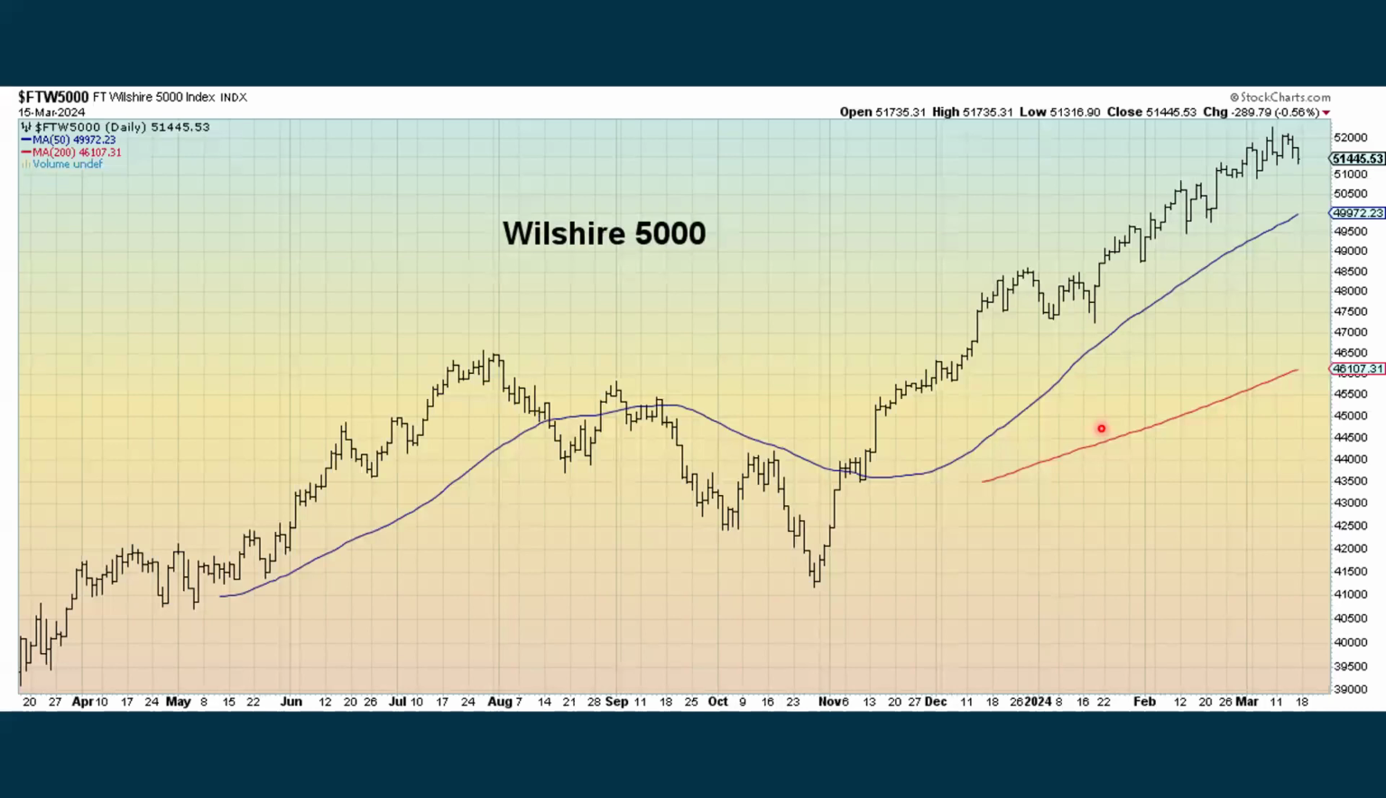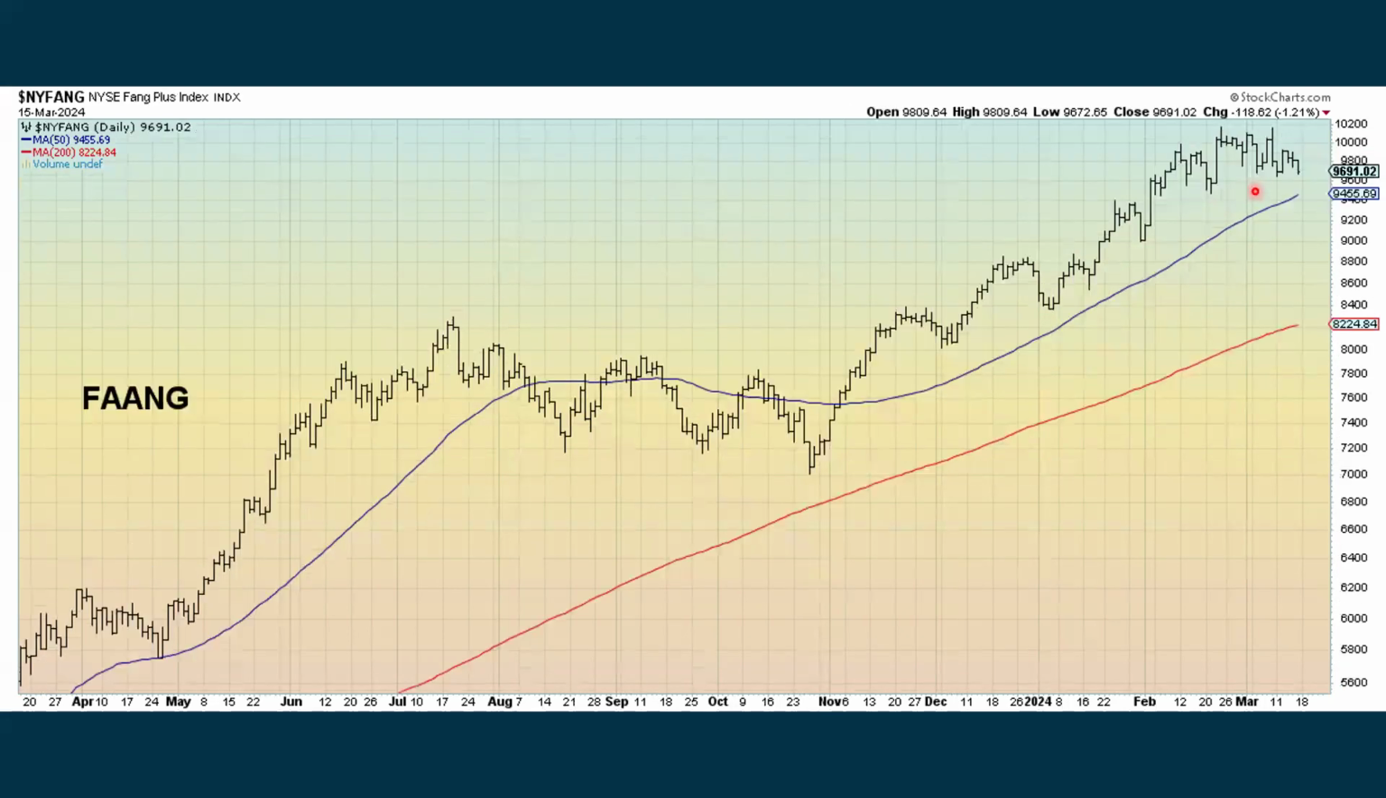Here's the Wilshire, another broad market measure. And this is a new chart. I was showing this before, but then they changed the symbol. And I wanted to let this run for a little while before I started to show this chart. These are all stocks together, another way of showing that the broad market is in a solid uptrend.